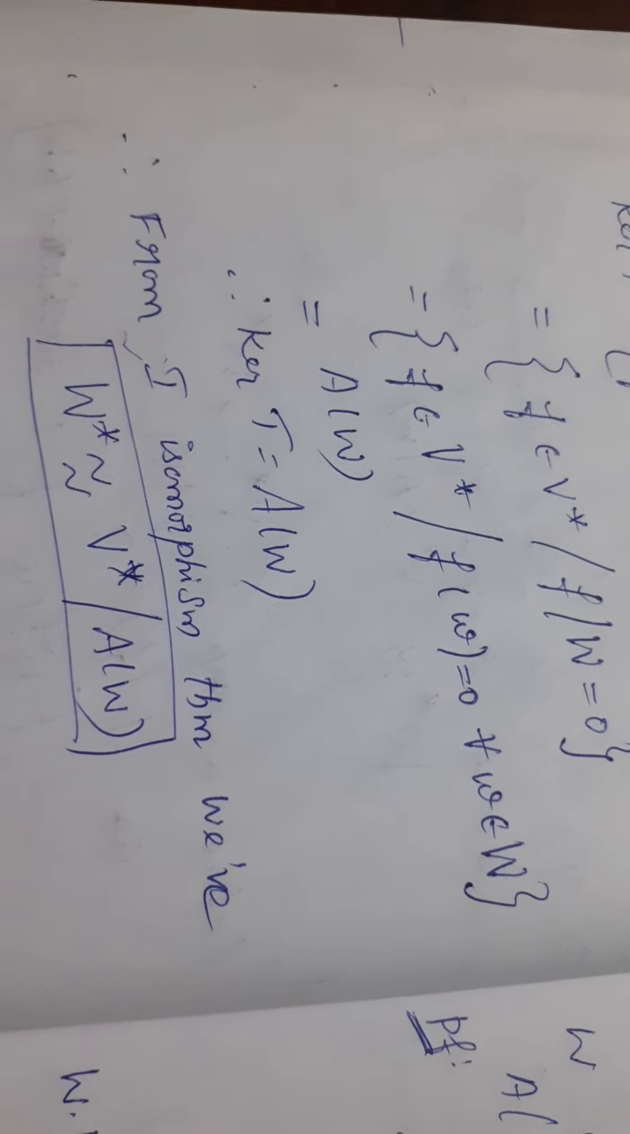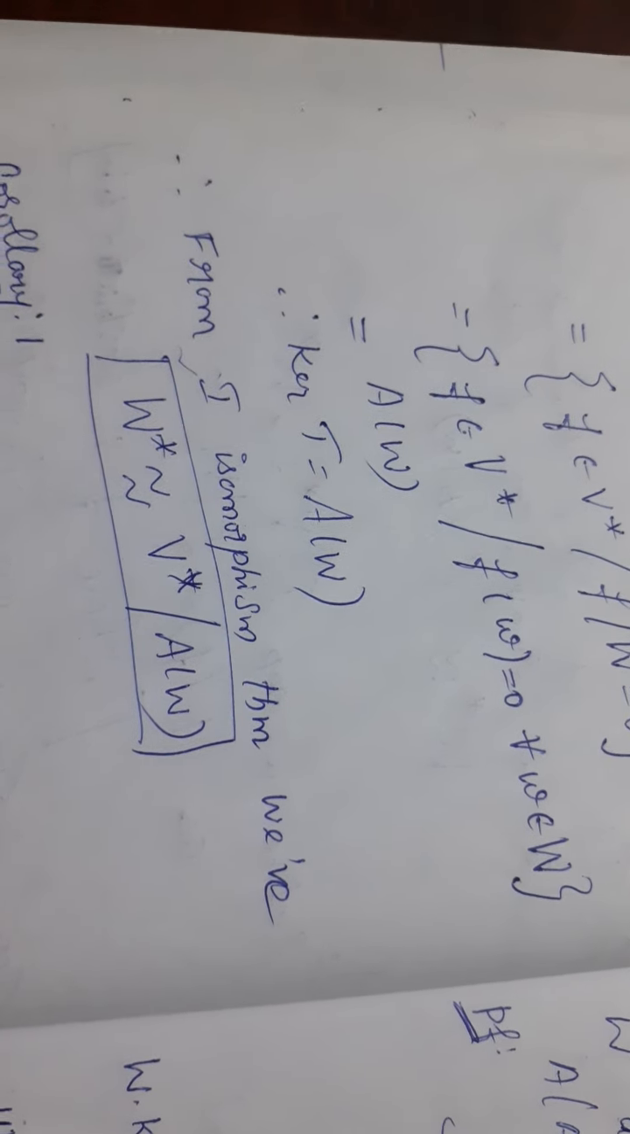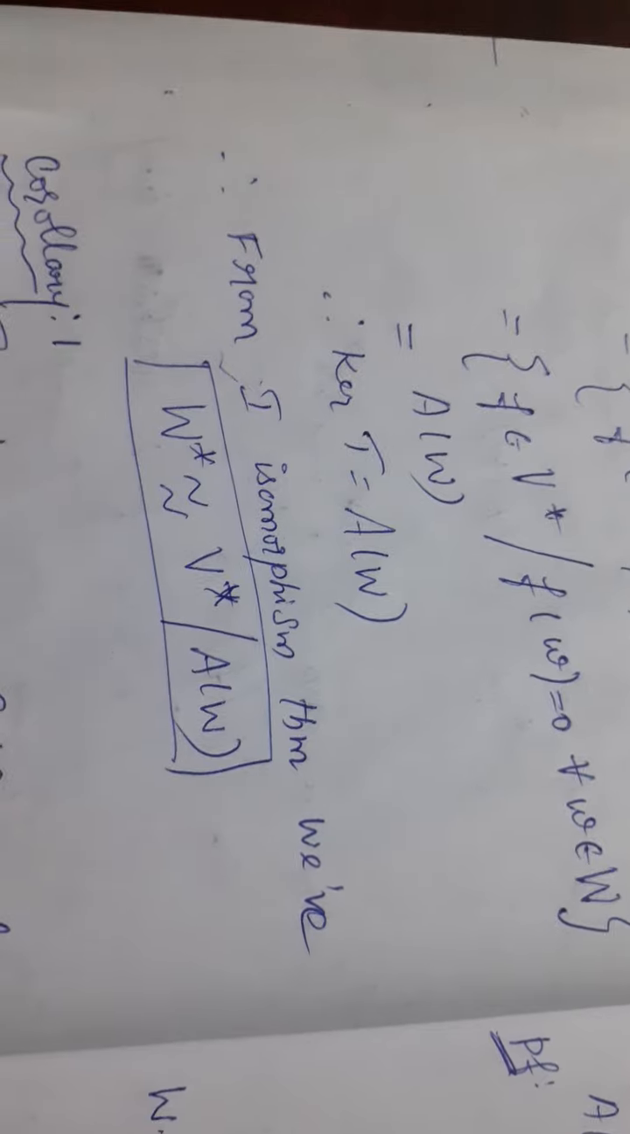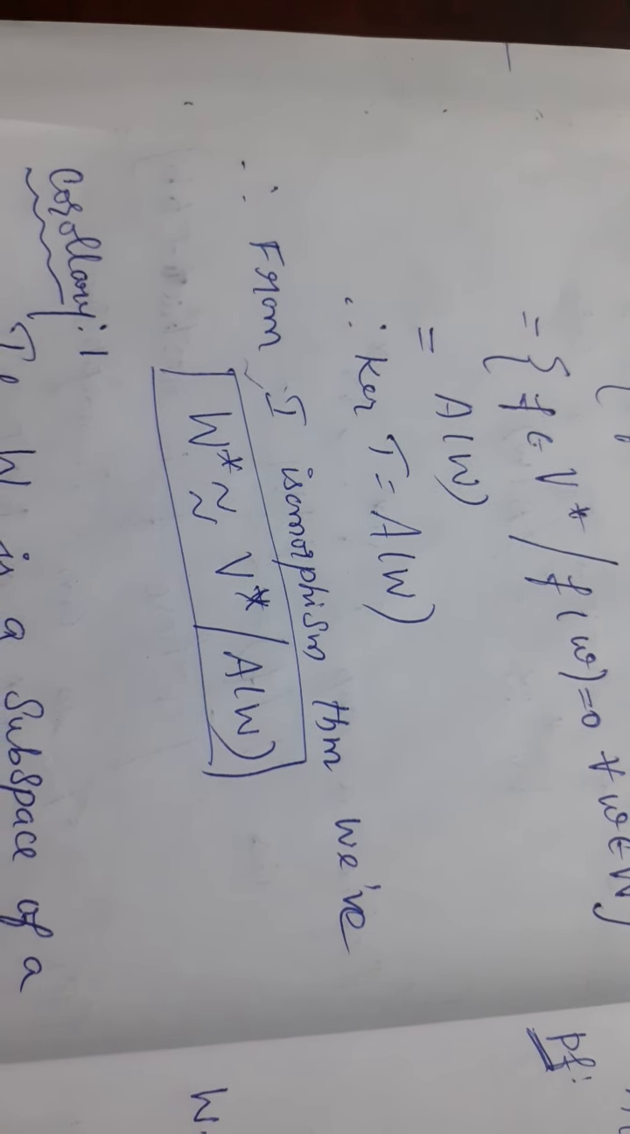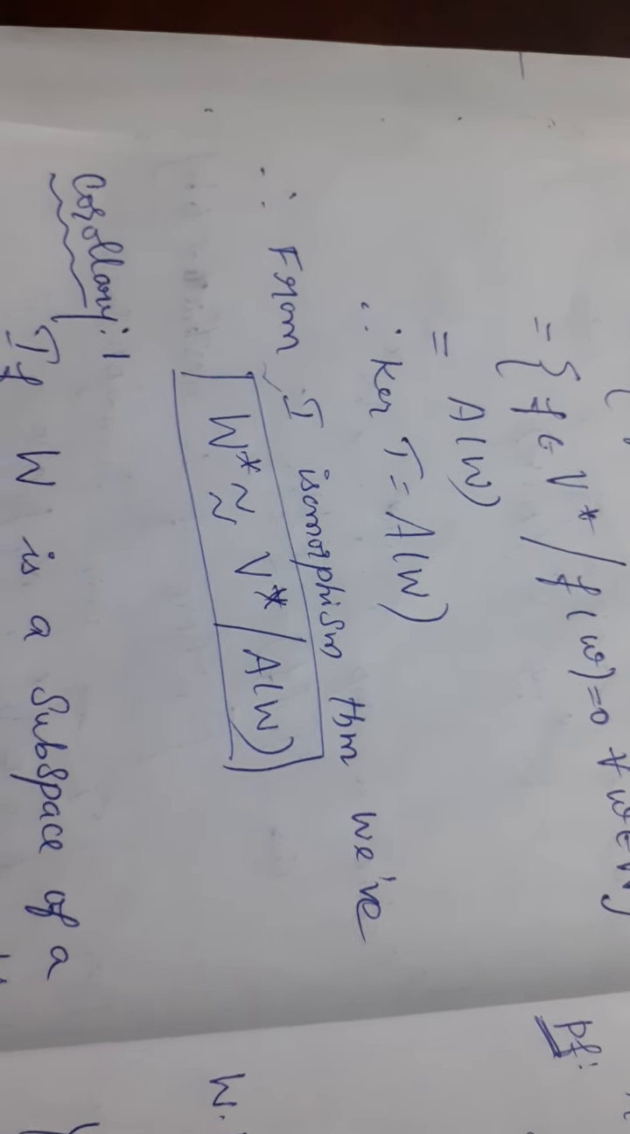Now we are going to use the first fundamental theorem, and we can conclude W star is isomorphic to V star by A of W.